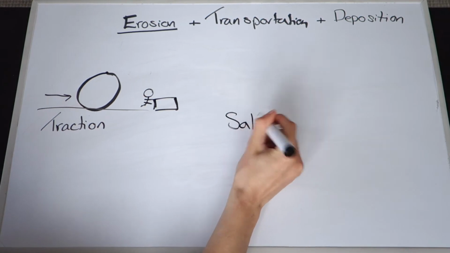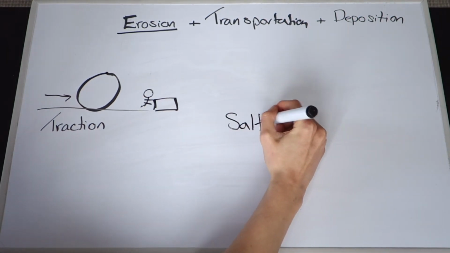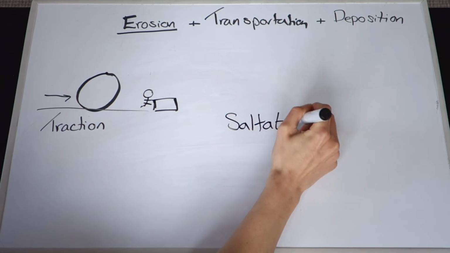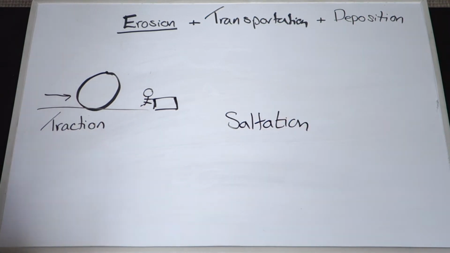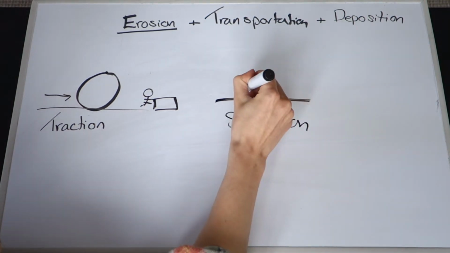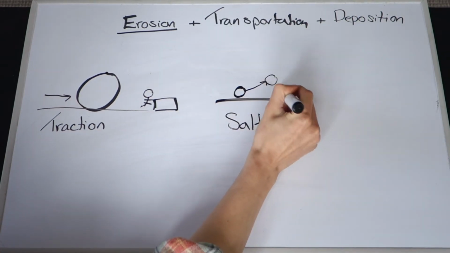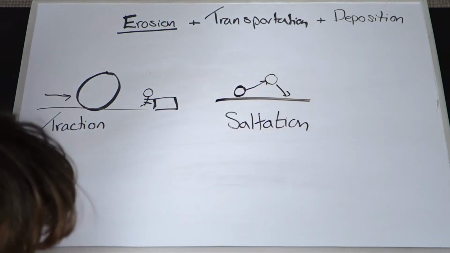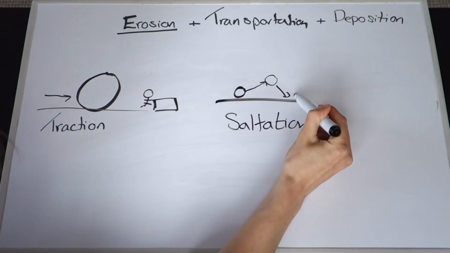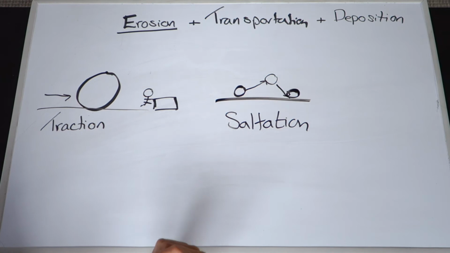Slightly less heavy material gets moved by a process of saltation. What happens is that when the river's got energy, these particles are picked up, and then the river loses a bit of energy in some areas, so they go back down to the riverbed. They basically bounce along the riverbed.